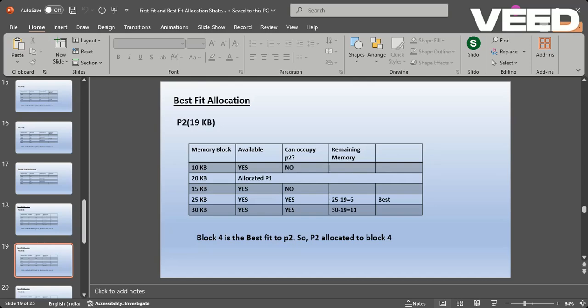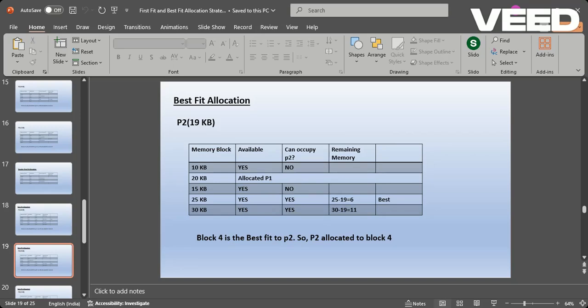Okay, so the next process is the P2 process, whose size is 19 kb. From the starting onwards we need to find the suitable location and also the memory wastage. So 10 kb is not enough to occupy P2, then 20 kb is already allocated to P1, which is not free space. The third block, 15 kb, is not enough to store the P2 process because its size is less than the process size. Then the fourth block, 25 kb, is enough to store the P2 process, so we find the memory wastage. 25 minus 19 equal to 6.